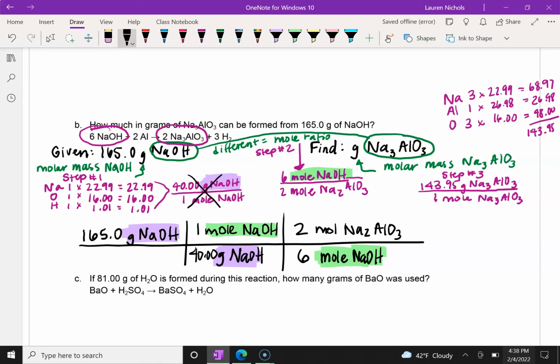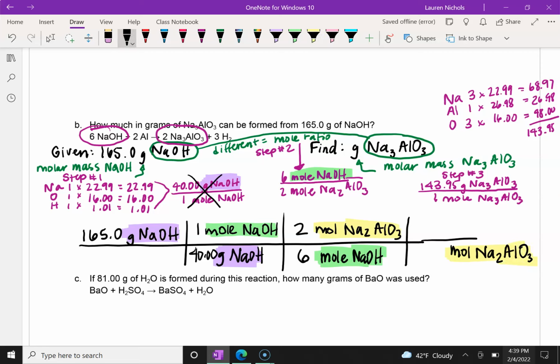our 2 moles of sodium aluminate at the top. Now, we need sodium aluminate, that's what we're trying to find, but we need grams, not moles. So that means we have our third step, and we take moles of sodium aluminate, and it must go at the bottom in order to cancel out. It's a great way to check your work. Make sure that your units are following the diagonal pattern so that they cancel out.